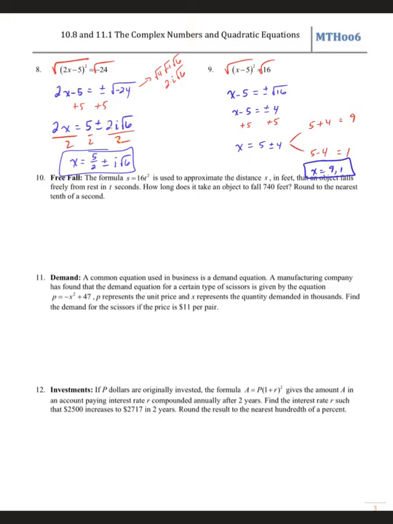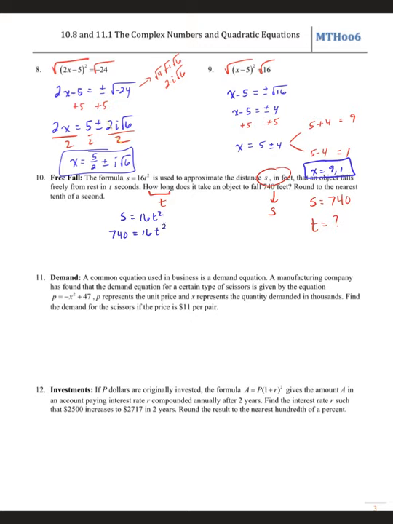So that tells us that this 740 feet, that's going to be our S here. So our S is 740 feet, whereas the t, we are finding the t. How long? That's representing our t. So it's important to recognize which value you're solving for and which one you are substituting your number in for. So we have 740 equals 16t squared.